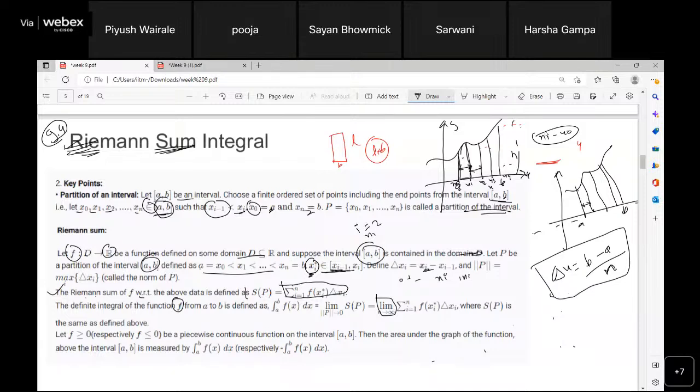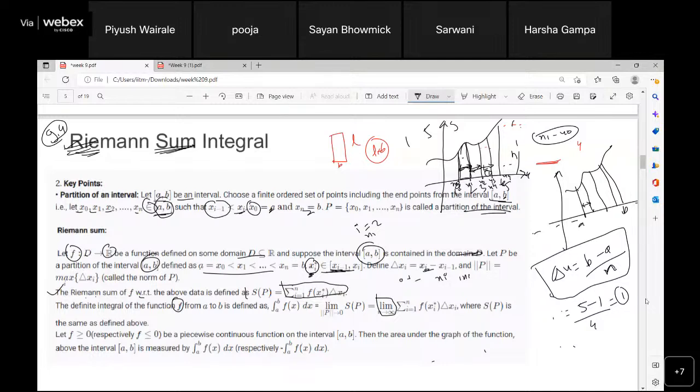So suppose I have 1 to 5, right? This is my 1, 2, 3, 4, 5. So b is 5, a is 1, and the number of intervals is 4. So I can see delta of xi, that is the distance between each interval, is 1 here, right?